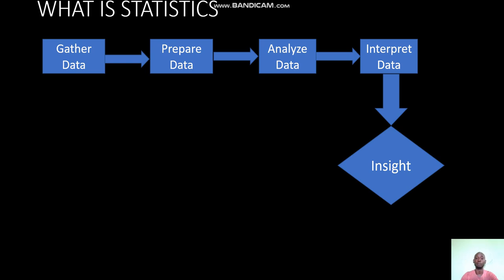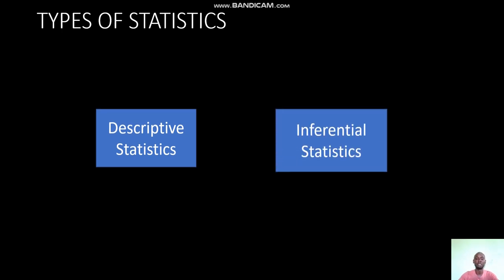Then from there, you now proceed to analyzing the data. In the data analysis, you try to look at the data and use different formulas in Excel to analyze the particular information that is being presented to you. After you analyze the data, then you interpret the data. After interpreting the data, that will now give you more insight about the data. So then we have two key types of statistics. We have descriptive statistics and we have inferential statistics.